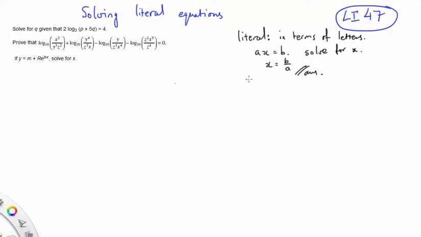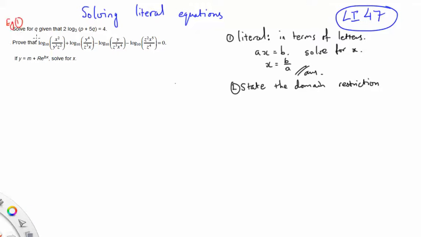An important thing with literal equations is to state the domain restriction as well. State the domain restriction for the variable. These are the two key points. It's in terms of letters. Make sure you state the domain restriction if there is one. And you'll see what that means with these examples. So let's jump right in with example 1.